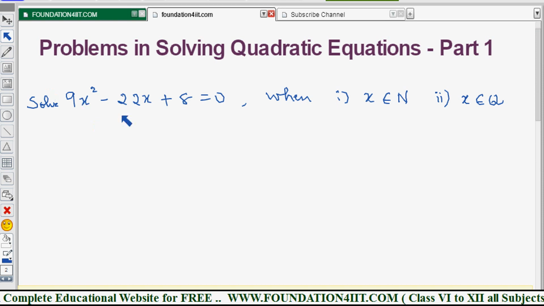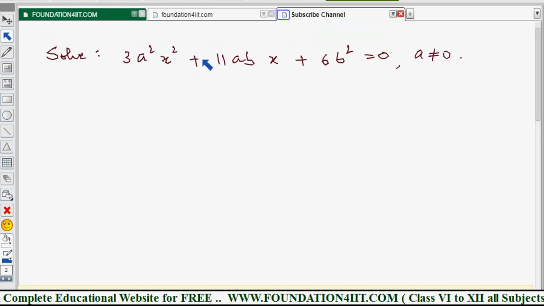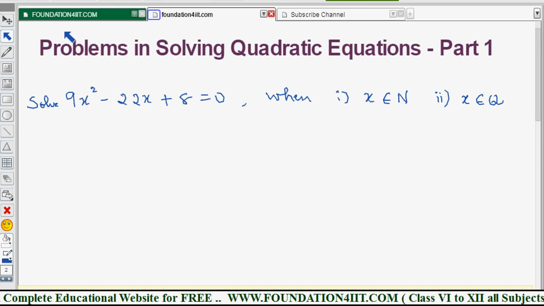So let me show different sums. Around 10 problems I'll show in different ways, and how to solve quadratic equation problems, we'll see one by one. Let us see the first: solve 9x square minus 22x plus 8 is equal to 0, when x belongs to natural numbers and when x belongs to rational numbers. So N is natural and Q is the rational numbers.